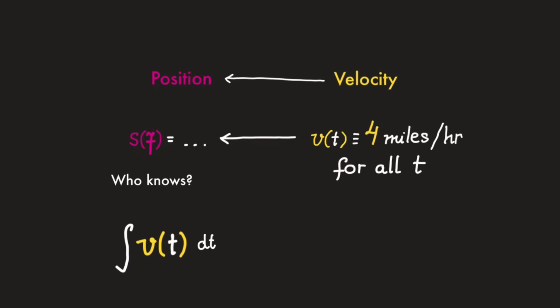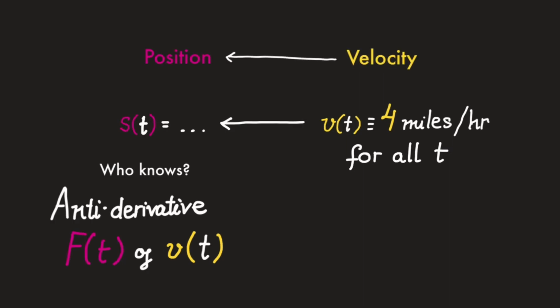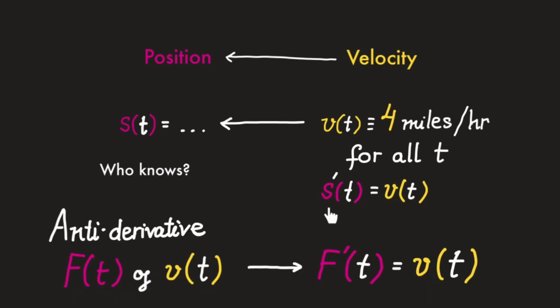So let's see why, and again review the difference between an antiderivative and the indefinite integral. Now observe that your particular position function is but one possible antiderivative of your velocity. Recall that an antiderivative of the velocity function is any function whose derivative is equal to the velocity function. Your position function is one such function, but there are infinitely many other ones.